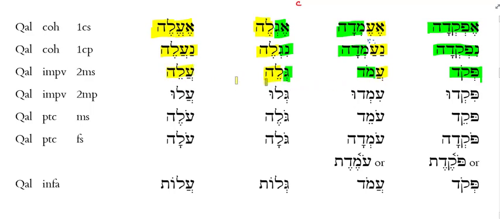I get both of those in the verb Allah. So alay, alay. And that is the command to a man, go up. I can command men to go up.